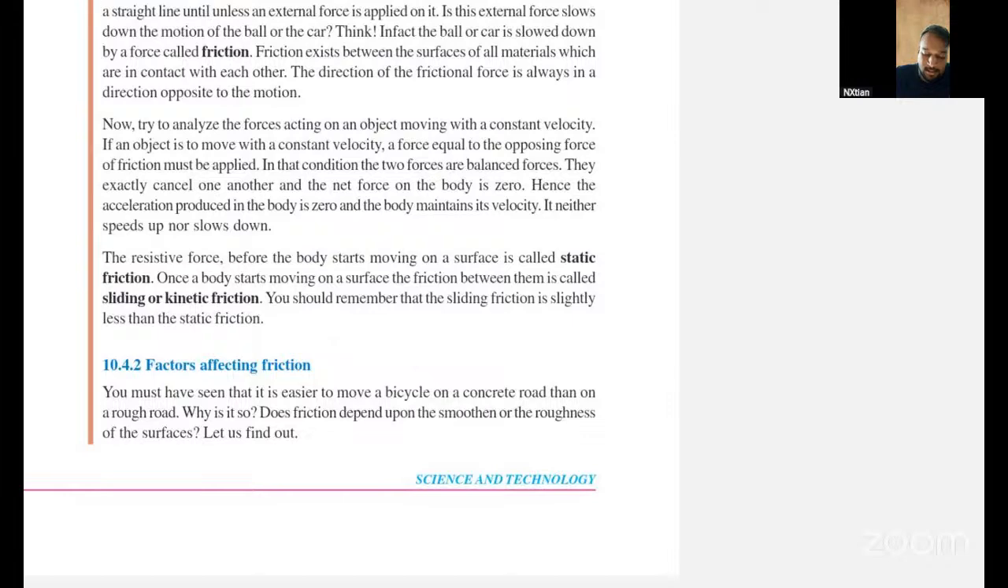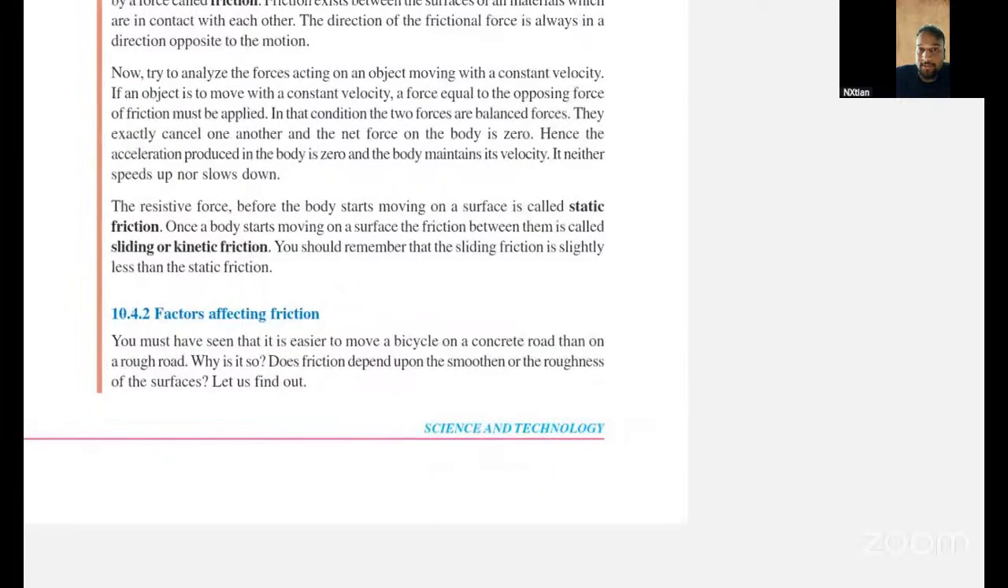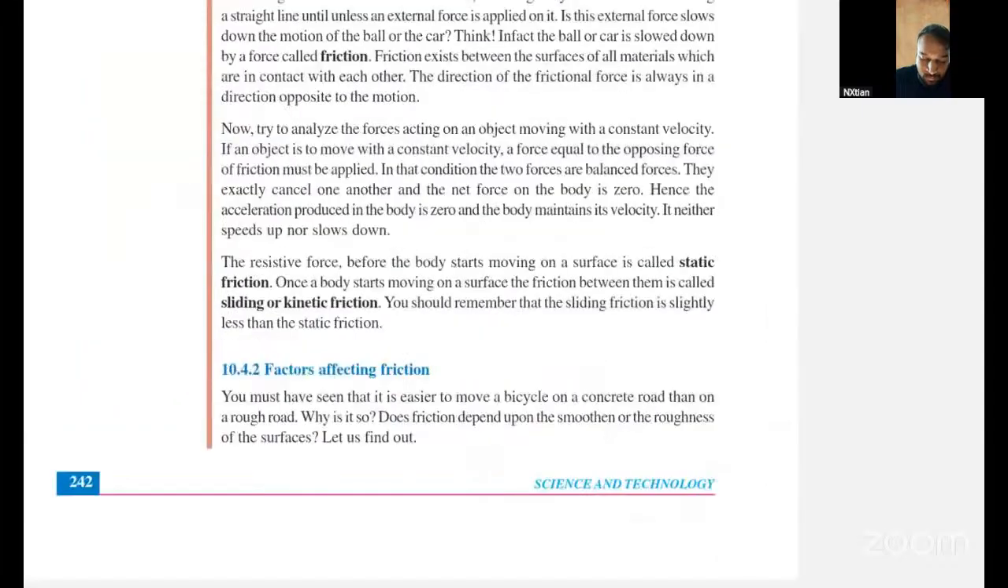So we'll read this. Who will read? David will read. Yes, David. Factors affecting friction. You must have seen that it is easier to move a bicycle on a concrete road than on a rough road. Why is it so? Does friction depend on the smoothness or roughness of surfaces? Let us find out.